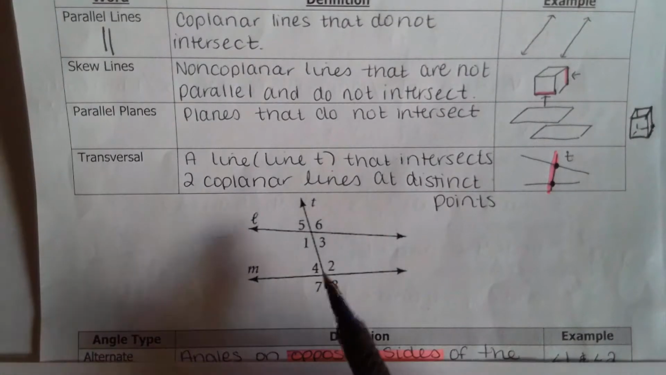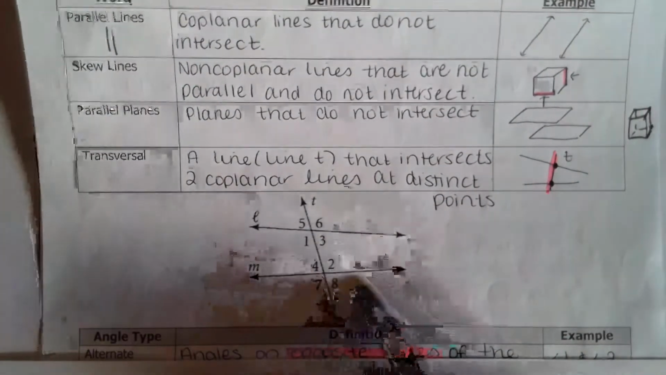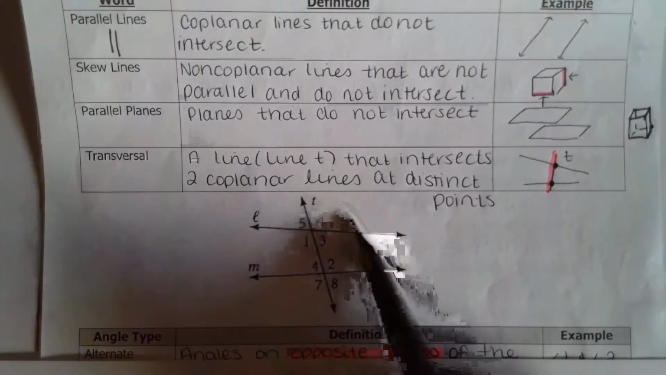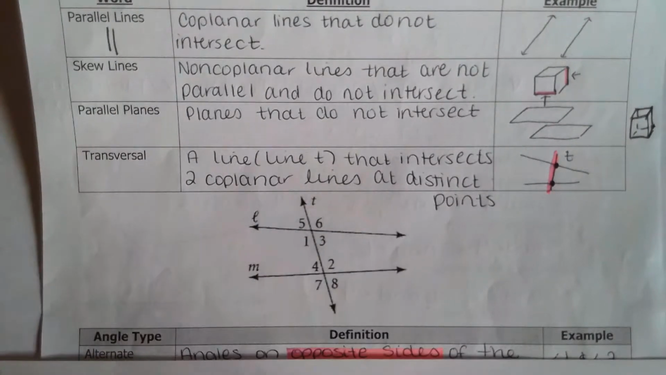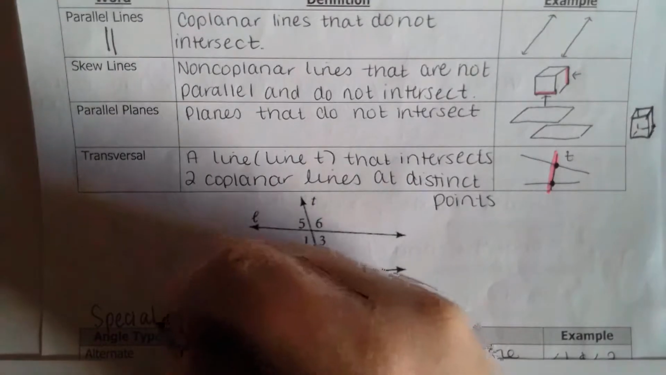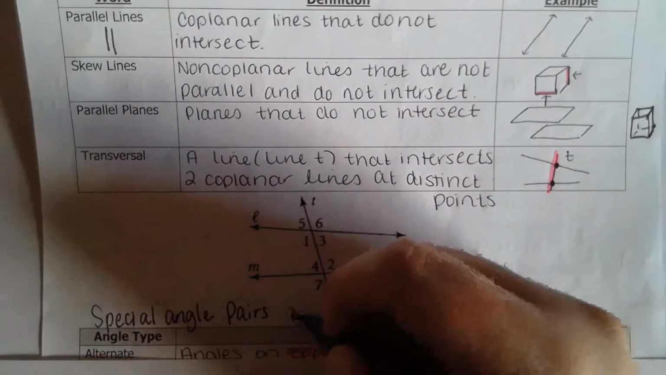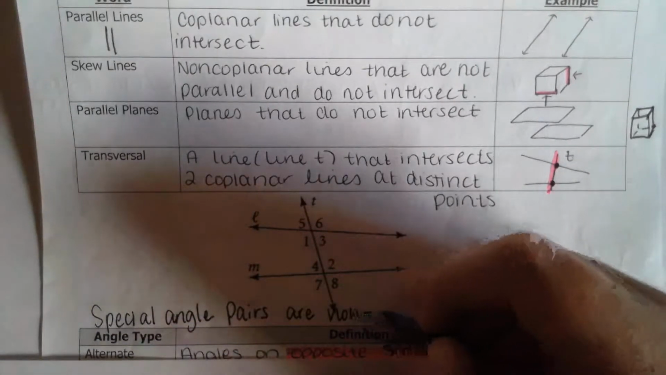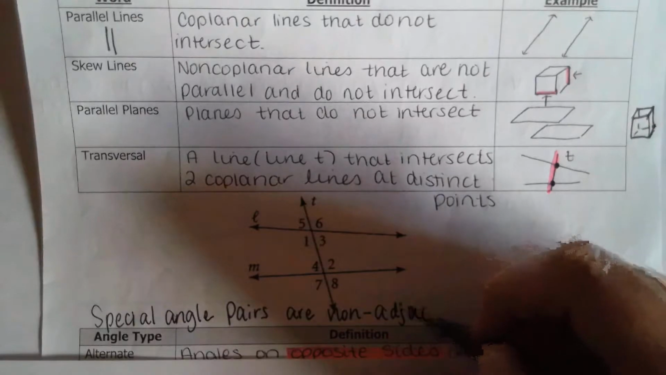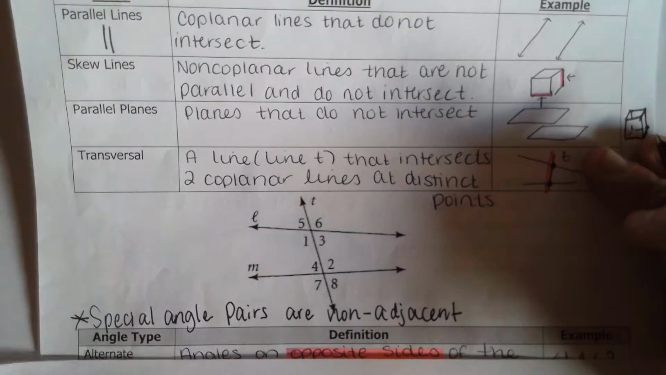Below your first four vocab words is this image of two more lines cut by a transversal. You're going to use this image for the angle types below. Now, below we have these 5 angle types. These are going to be your special angle pairs. And I want you to write this down: special angle pairs are non-adjacent. That's very important to remember.